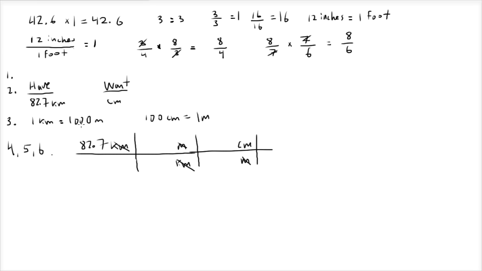Now all we have to do is put in those specific numbers so that we're multiplying by 1. Well, we know that there's 1,000 meters in 1 kilometer. That's this. So that's just 1. We're multiplying it by 1. And we know that there's 100 centimeters in 1 meter. So this is equal to 1. And now all you have to do is multiply it out, and you got your answer in centimeters.